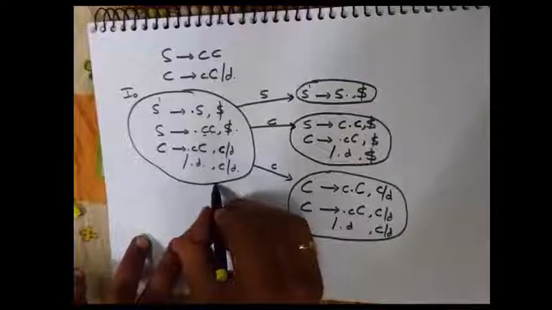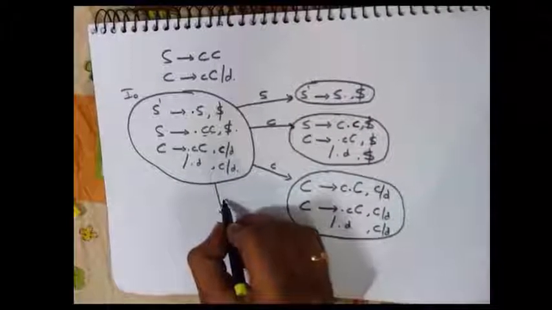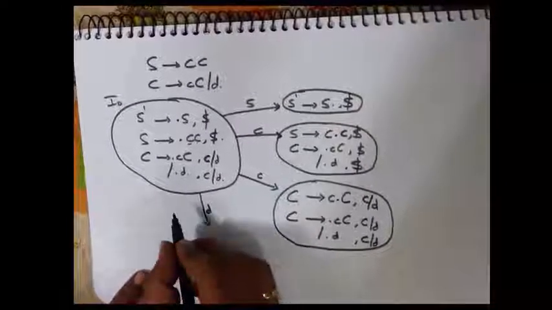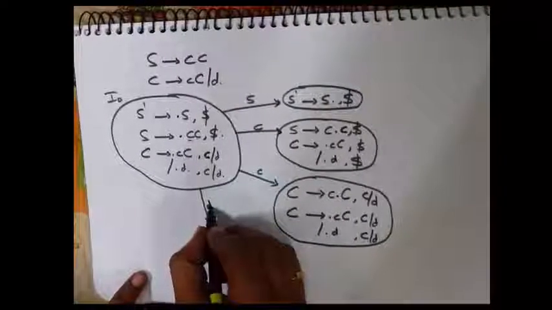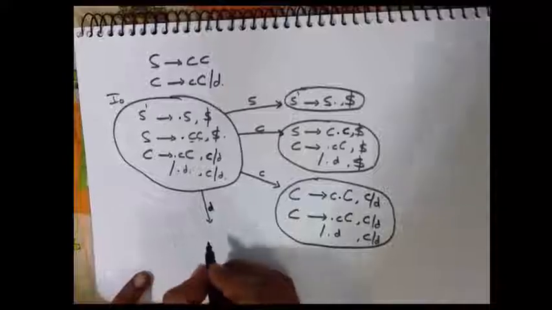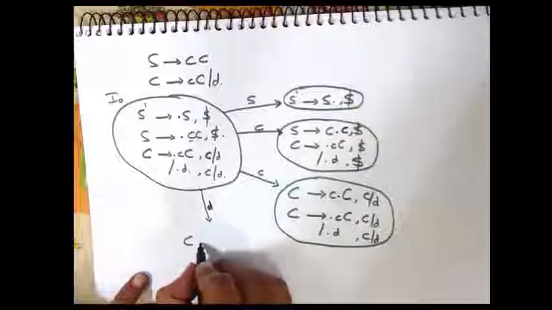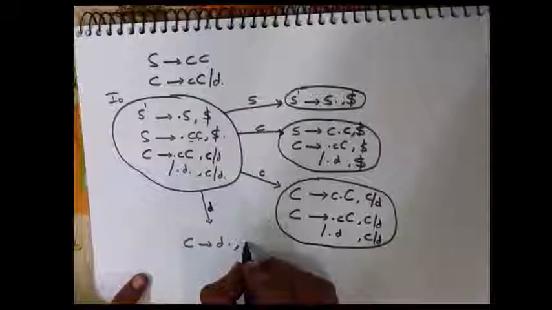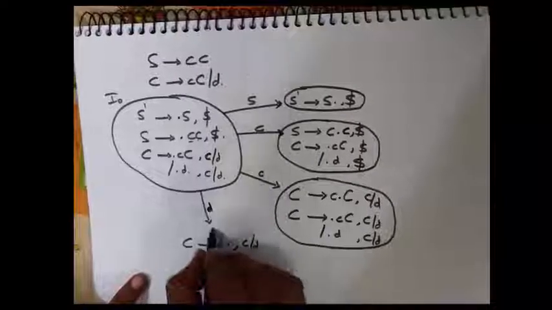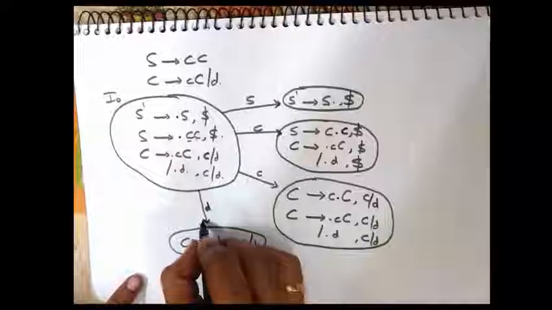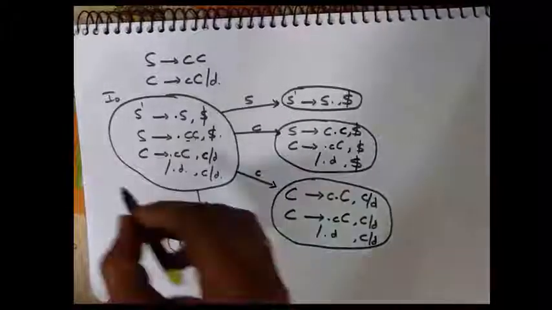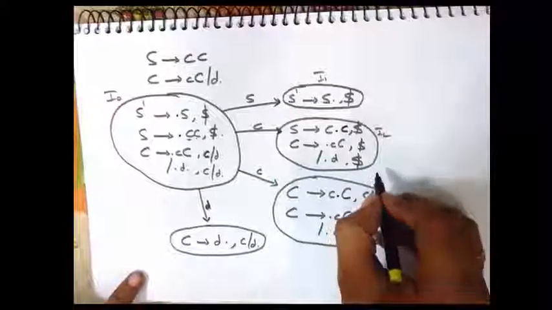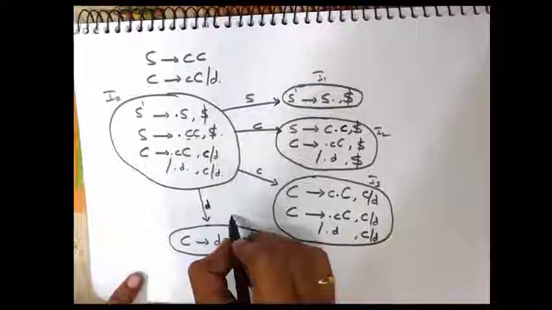And coming to the transition of D to the initial state I naught, the following are the productions gained after applying the transition: C derives D dot, comma C or D. Why? Because there is no change in the look ahead when there is a transition. That's it. These, let us name them as I0, I1, I2, I3, and I4.